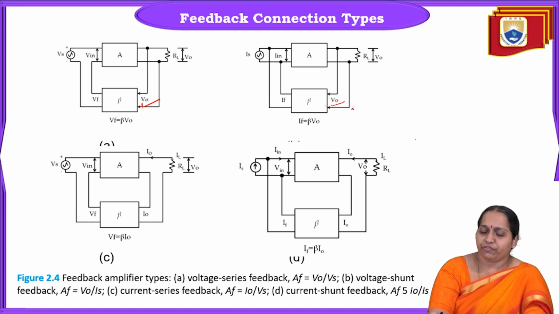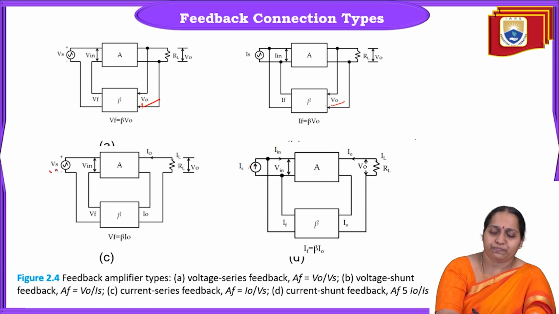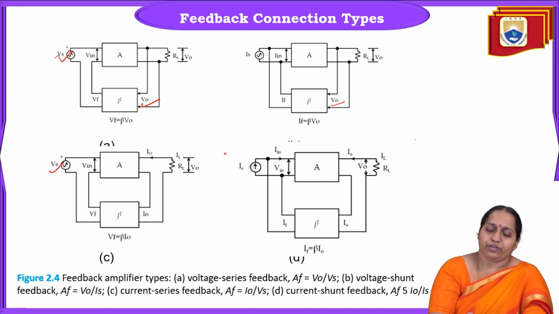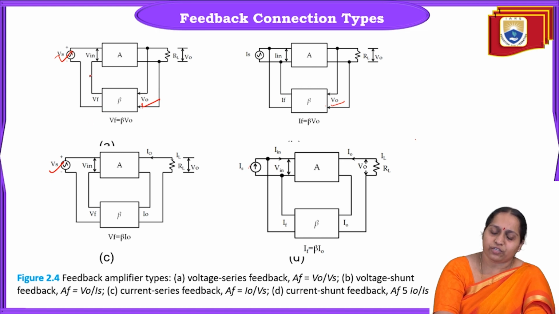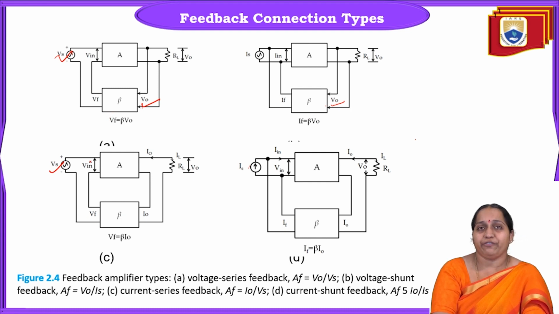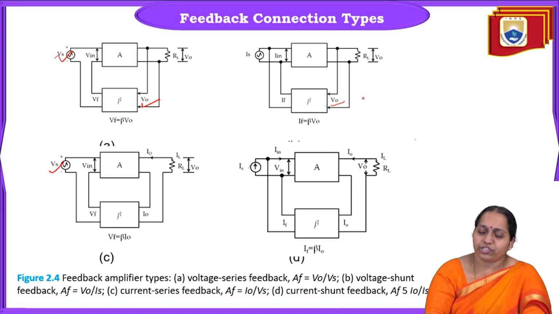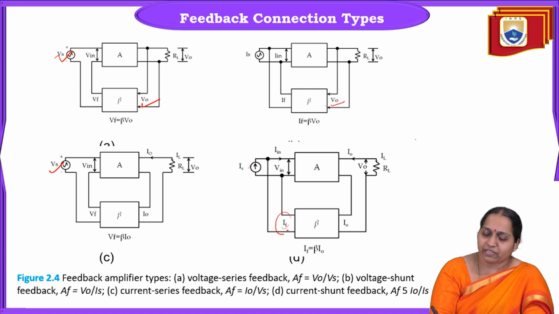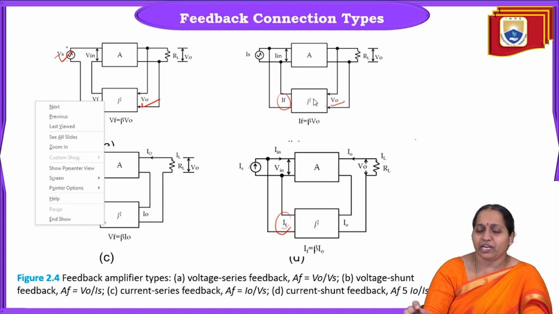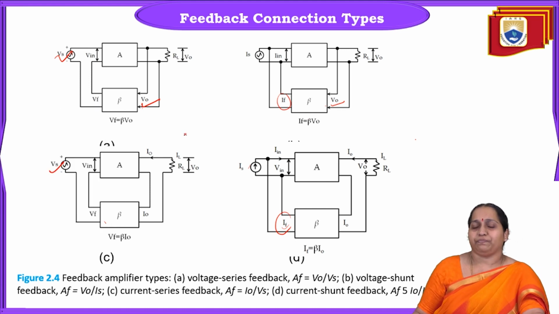In shunt connections, you will take current as the source Is, whereas in series connection, you are taking voltage as the source. When you are taking voltage as a source, definitely the feedback signal also should be a voltage. So in both voltage series as well as current series, you will have Vf as the feedback signal. And in the shunt connection, whether it is voltage shunt or current shunt, you will have a current feedback signal, that is If, as the feedback signal.